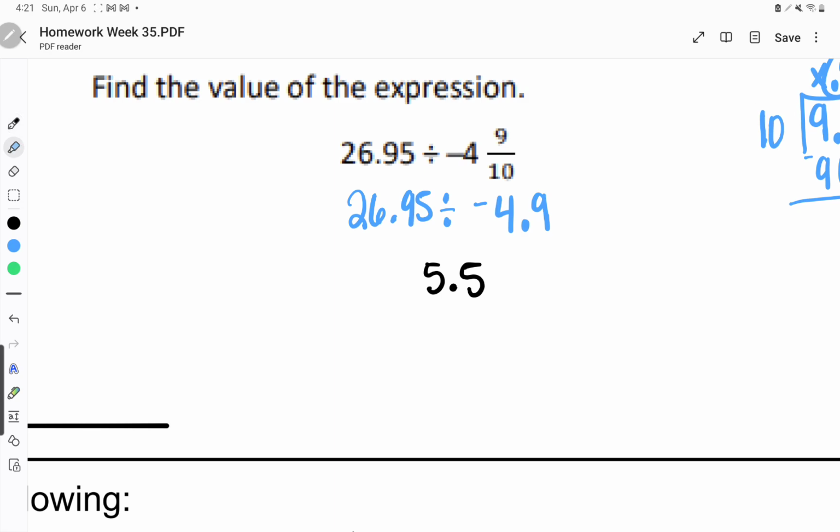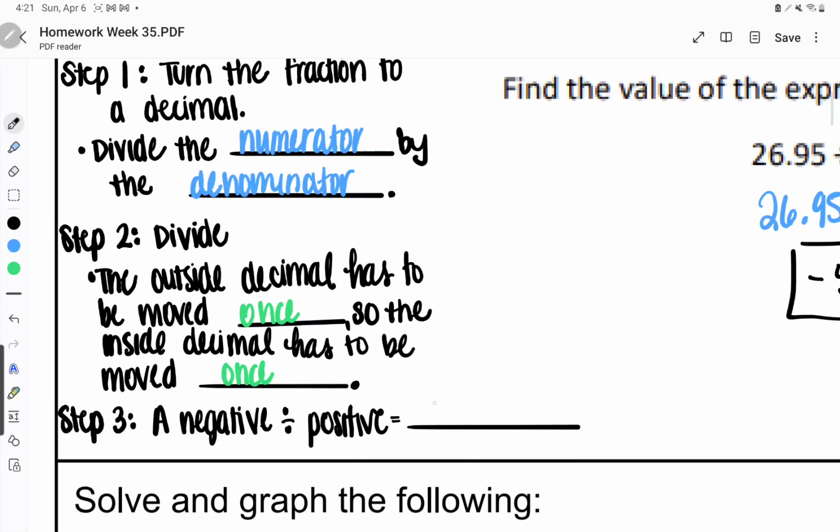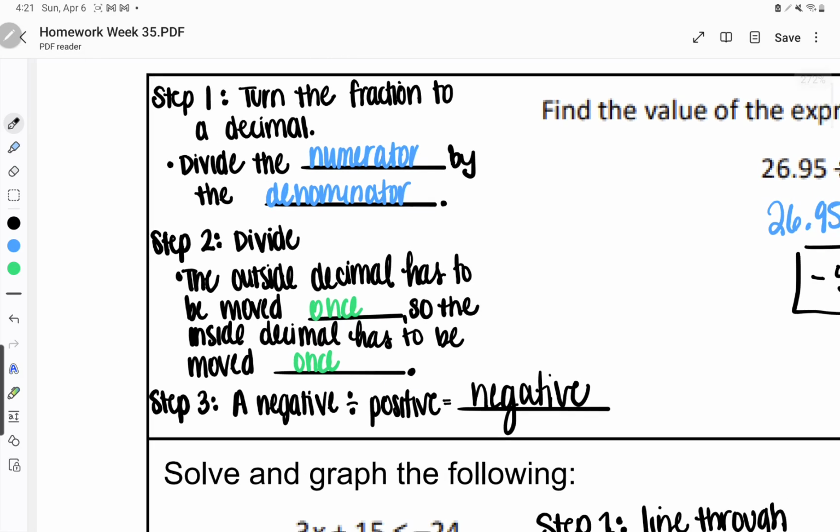But then don't forget that we have a positive divided by a negative. And what is a positive divided by a negative? That is a negative. So our final answer is negative 5.5. And then what goes in this blank right here is a negative divided by a positive is a negative.